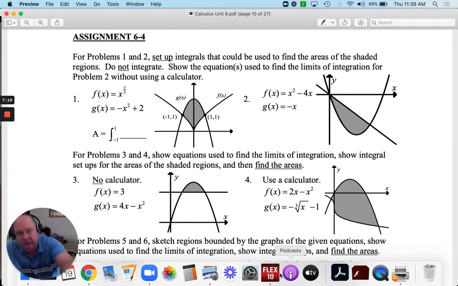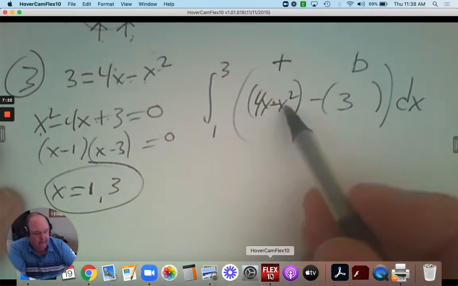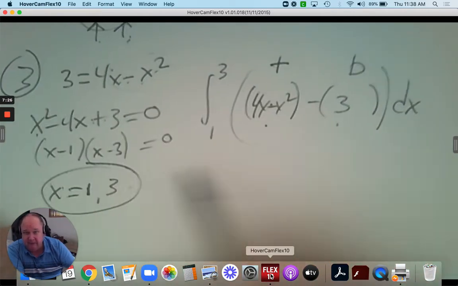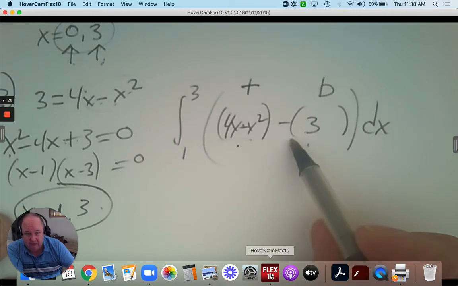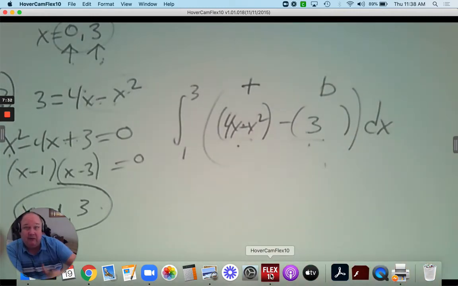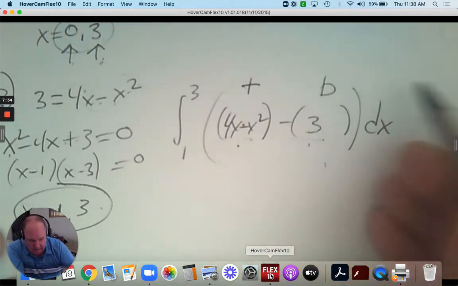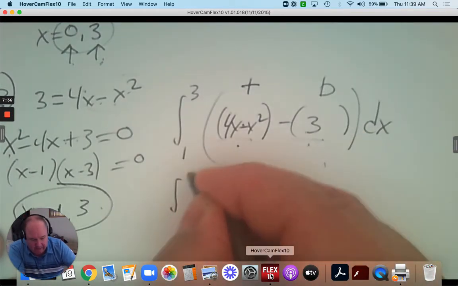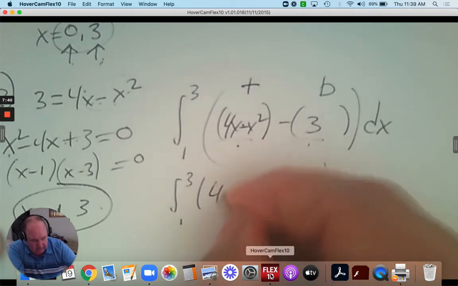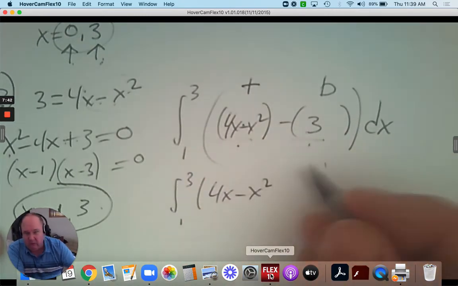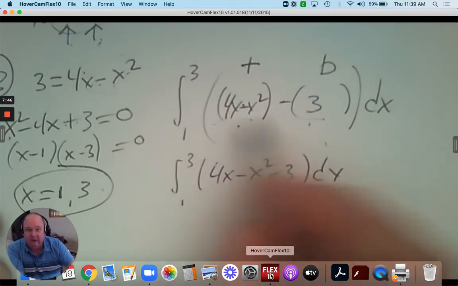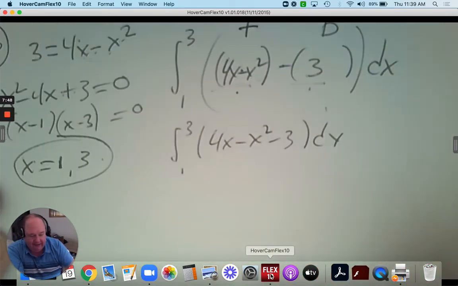So the first step, again, top, subtract bottom. So my first step was to find the limits. And then we go top, subtract bottom. That's the setup. Now the next step is to actually find the area, to actually do the calculus now. So now I am going to simplify it. So I have 4x subtract x squared, order doesn't matter, subtract 3. So I simplified within it. And then I'm going to integrate each one.